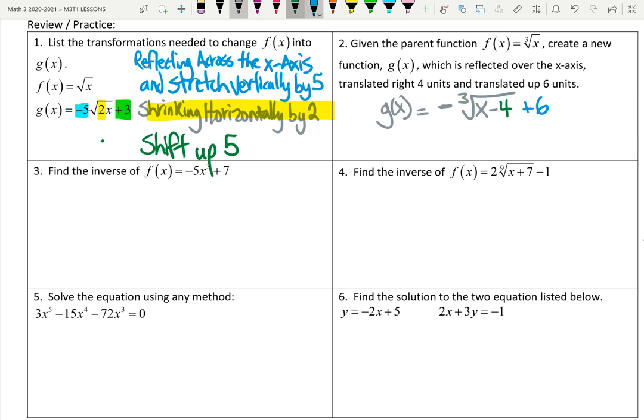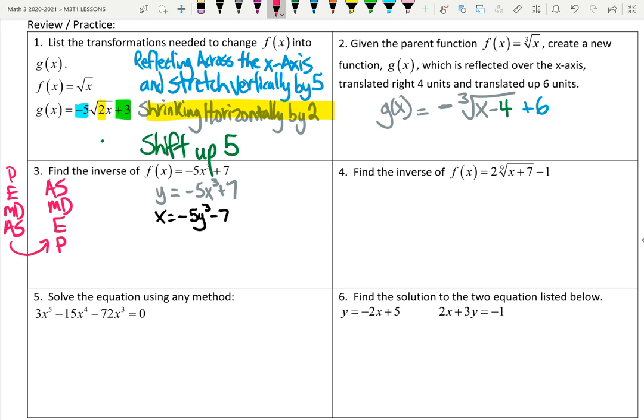For number 3, I have to find the inverse. Well, I know f of x is the same thing as y equals negative 5 x to the 3rd plus 7. I switch my x's and my y's. So for the inverse, it's going to be x equals negative 5 y to the 3rd plus 7. And my goal is to get y by itself. So I'm going to go in my inverse operation order. Normally I go parentheses, exponents, multiply, divide, and then subtract. For the inverse, I'm going to go in the opposite order.